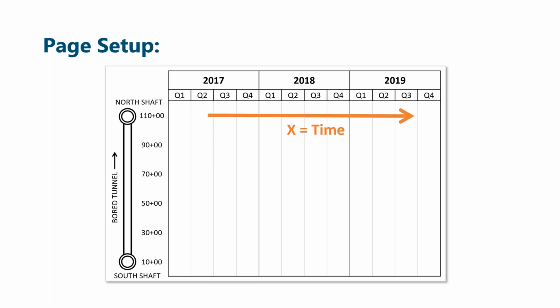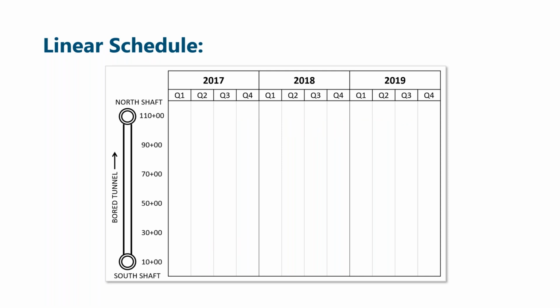Time is from left to right in this example, and location is vertically. Now we're going to plot all those same activities on this XY coordinate system.